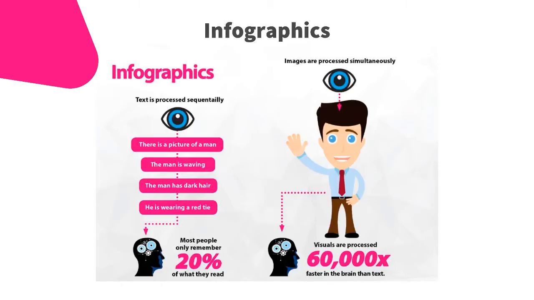So this is an example of an infographic in front of you. You've got a picture on the right hand side of a chap waving. He's got a red tie, blue eyes, dark hair, and on the left hand side we've got a description of it. And effectively what this infographic is showing is that visuals are processed 60,000 times faster in the brain than text.